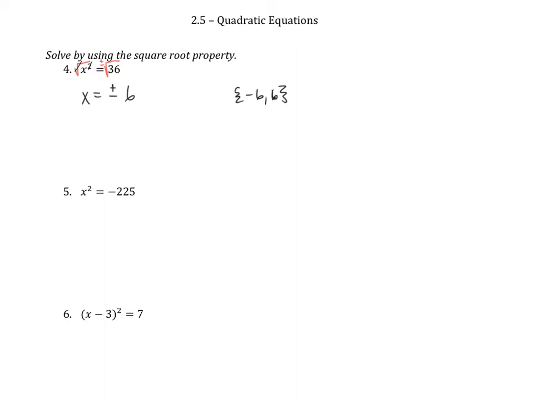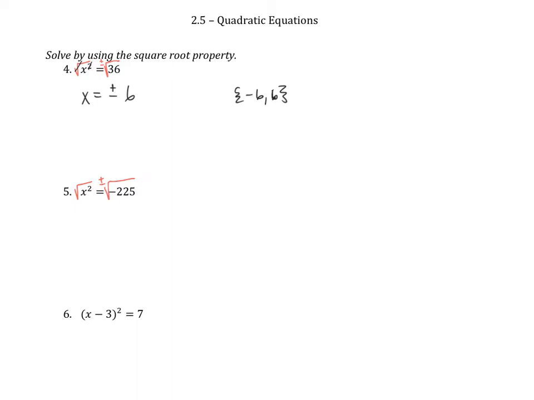Number 5, we're going to do this the same way. Notice that x squared is by itself on the left-hand side, and there's not an x on the right-hand side. So that's another important thing. This won't work if you have an x on the right-hand side. So x squared, we're going to take the square root of both sides. Don't forget to put plus or minus.